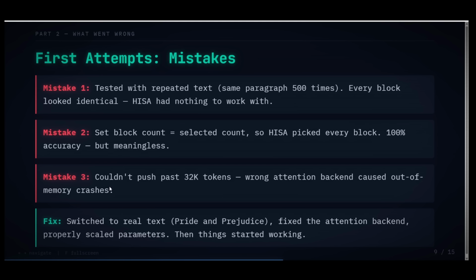And the other issue we came into is that we couldn't get past 32,000 tokens because we were using the wrong attention backend, which was very memory inefficient. So we switched it out with a more efficient memory backend, which allowed us to run tests properly. My computer crashed many times nonetheless, but we were able to get some results from it.